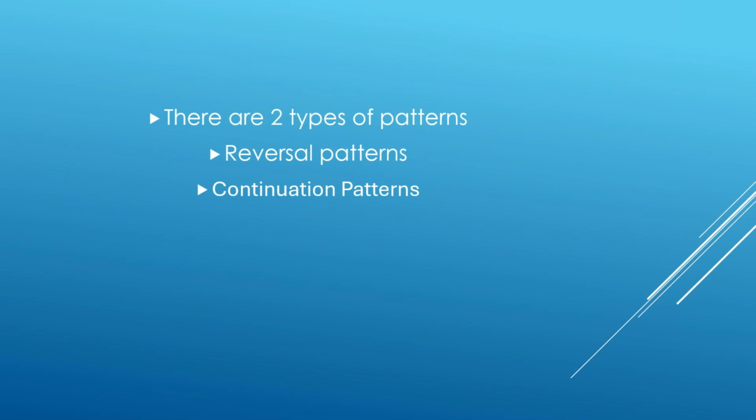There are 2 types of patterns. There is a reversal pattern and a continuation pattern. So when we see a pattern, there are 2 types. There is some pattern that gives us a signal that the trend will continue after this consolidation period, and another indicator of reversal. So it's either a continuation or reversal pattern.